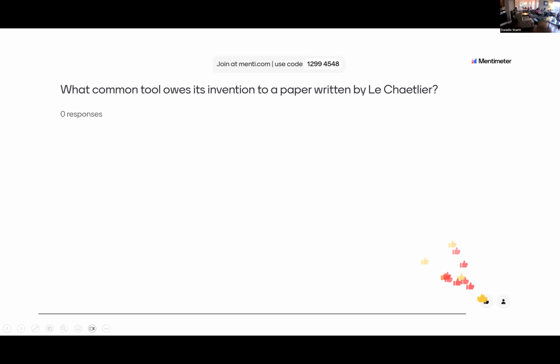Okay. What common tool owes its invention to a paper written by Le Chatelier? A hammer. There you go. All right.